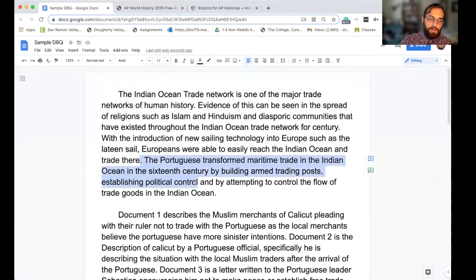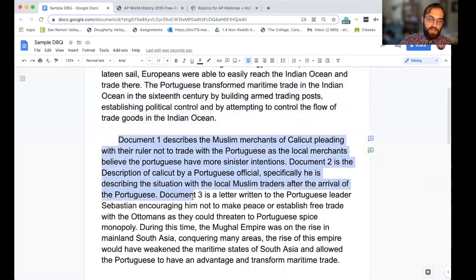We have our thesis statement. That's a point and a second point. We have our three document descriptions. So we have described three documents. That's the first evidence point. And we have a piece of evidence not found in the documents that is still relevant to the prompt. This is the evidence beyond the document point.